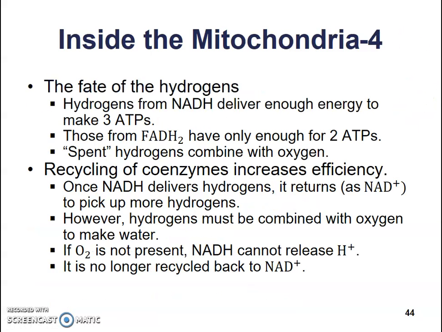The fate of the hydrogens. The hydrogens from NADH deliver enough energy to make 3 ATP molecules. Those from FADH2 have only enough energy to make 2 ATP molecules. Those spent hydrogens, the ones that have been used, combine with oxygen that is in the matrix, and they combine to make water. Recycling of coenzymes increases the efficiency.